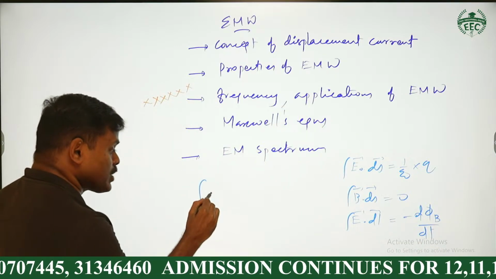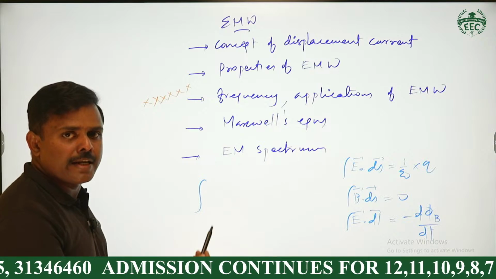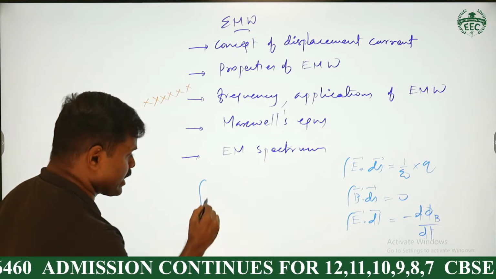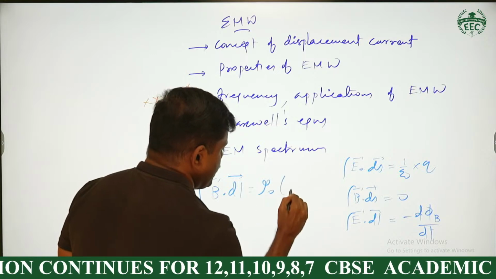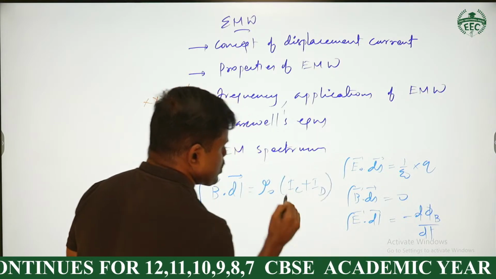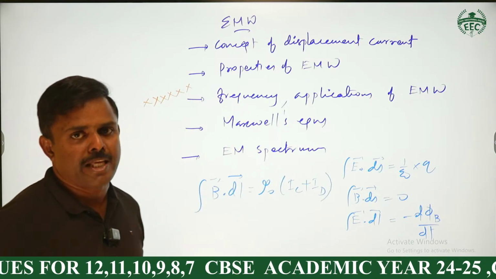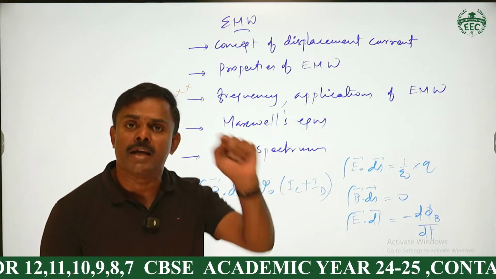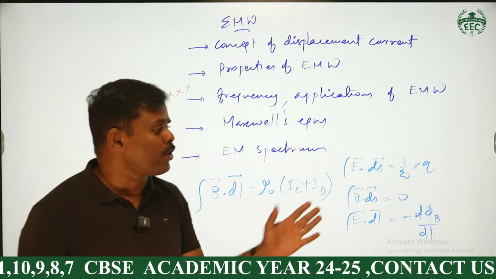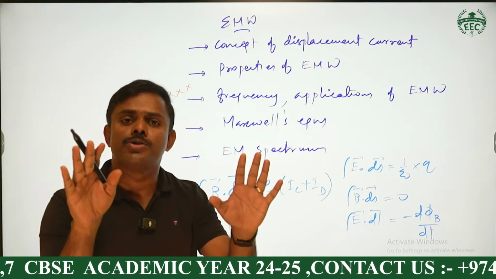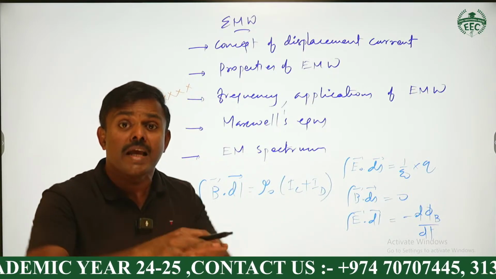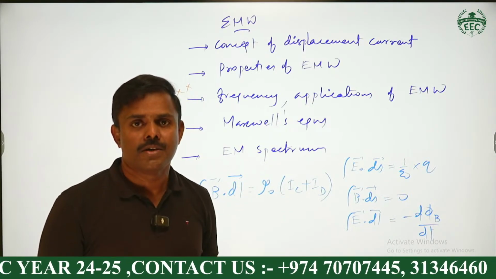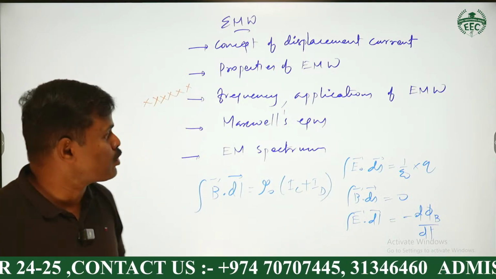And the last one, modified Ampere's circuital theorem or generalized form of Ampere's circuital theorem. It is integral B dot dl is equal to mu 0 into (IC plus ID). IC is called conduction current, ID is called displacement current. Displacement current is given by epsilon 0 d phi by dt. How do they ask the question? They will ask you to write the 4 Maxwell's equations. These are the equations based on which electromagnetic theory is built. This is the foundation stone for electromagnetic wave theory.